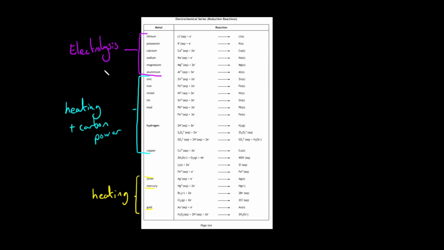So if you've got your data booklet handy, I would definitely suggest adding this in to your data booklet and thinking of a couple of ways to help remember which metals are extracted by which process, because it is a requirement for you to know.